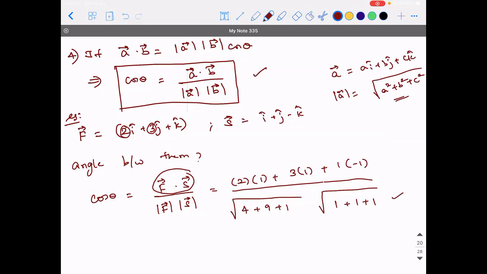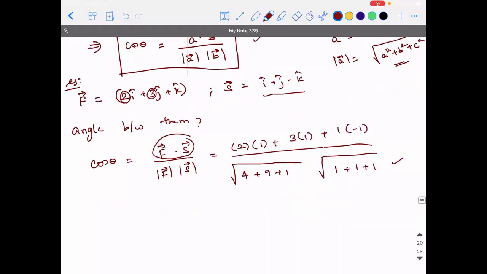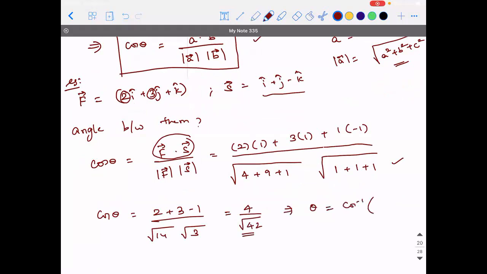Square root of 2 square plus 3 square plus 1, that is square root of 4 plus 9 plus 1. Similarly, here it is square root of 1 plus 1 plus 1. So what will be the value of cos theta, guys? 2 plus 3 minus 1, the whole divided by square root of 14 into square root of 3. Correct? So 4 divided by square root of 42 is going to be the answer, which implies theta is equal to cos inverse of 4 divided by square root of 42. So you can leave the answer like this. You need not break your head on finding what the angle is. Cos inverse of 4 by root 42 itself means an angle.